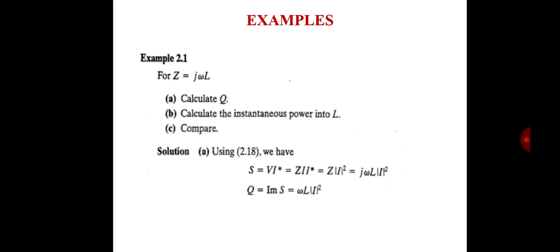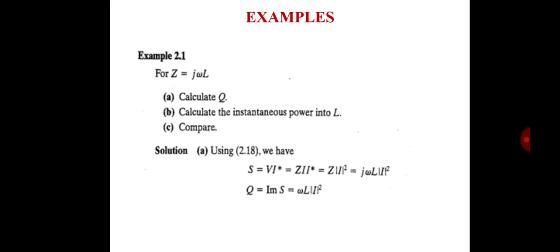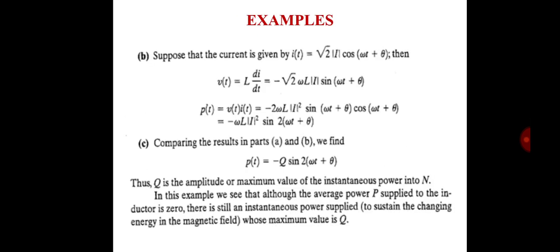But S is equal to P plus jQ. The j term is imaginary, and in complex power S the imaginary part is reactive power Q. So here Q is equal to the imaginary part of S, which is omega L into I square. Okay. Now next, suppose that the current is given by i equal to root 2 I cos(omega t plus theta). Then we find p of t, the instantaneous power.